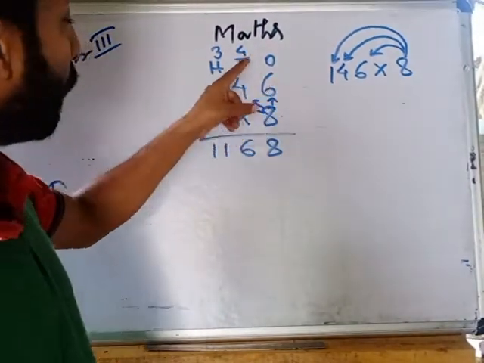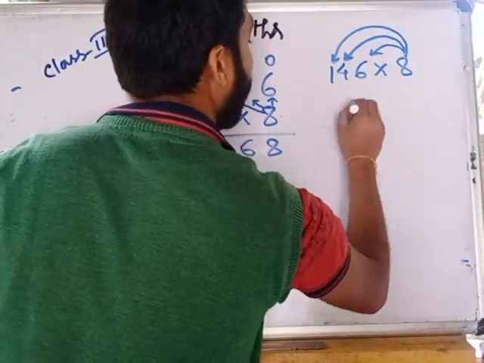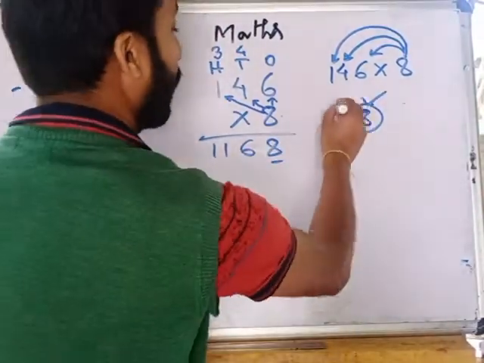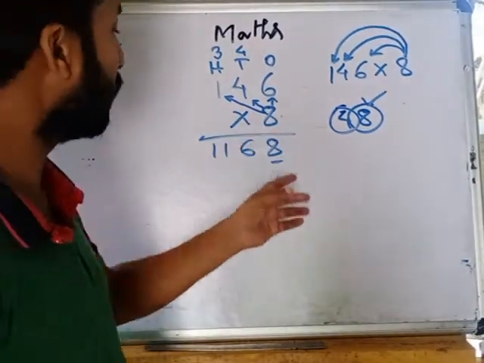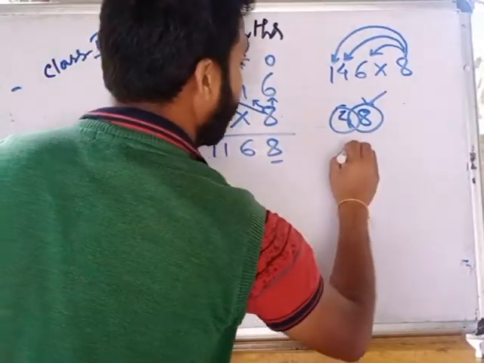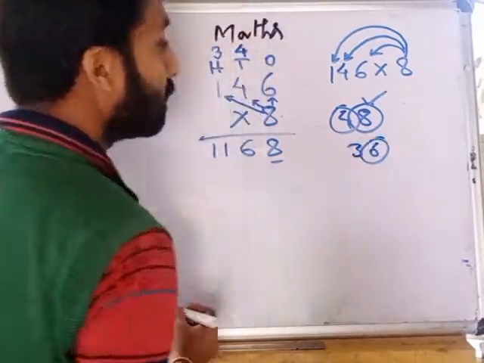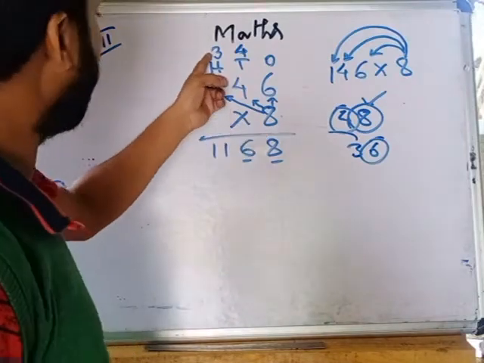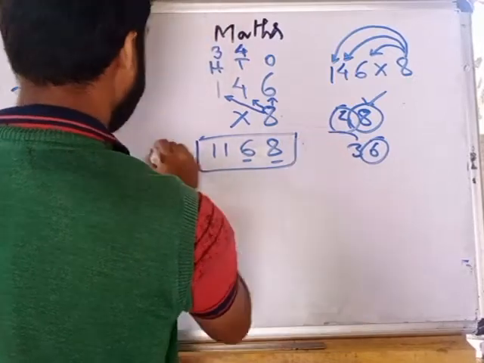6 8s are 48. 8 is at the place of 1, so we should write here 8. 4 carries in the next left. 4 8s are 32, and 4 carries in the next left. That means 36. 6 right here, and 3 carries in the next left. 8 ones are 8 plus 3, that is 11. So this is the answer. Don't write the answer, this is the product.